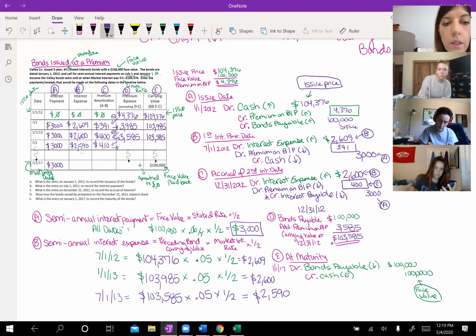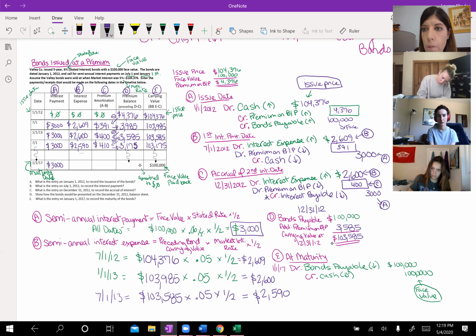Premium balance is shrinking, 3,585 minus 410. And what's my new premium balance? 3,175. And my carrying value of the bonds becomes 103,175, slowly inching towards face value at maturity.